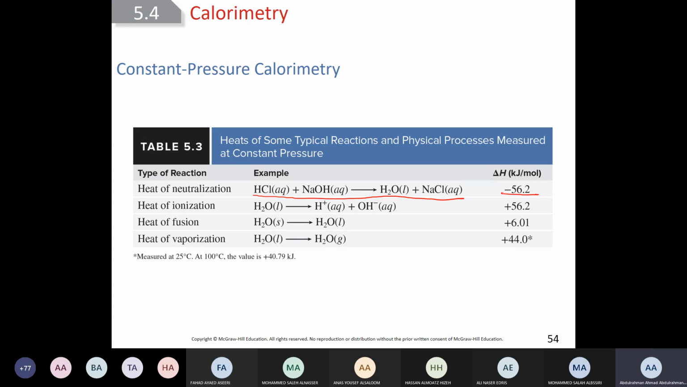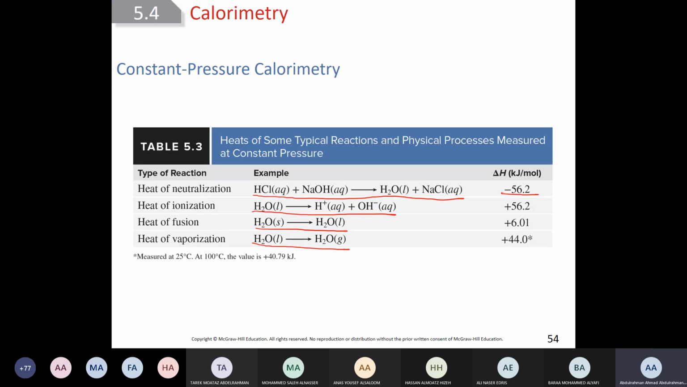What's this called? What are we doing here? Ionization. We're making ions from a molecular compound. What are we doing here? Melting, or fusion. Same thing, yes. Heat of melting or heat of fusion. I agree 100%. Very good.